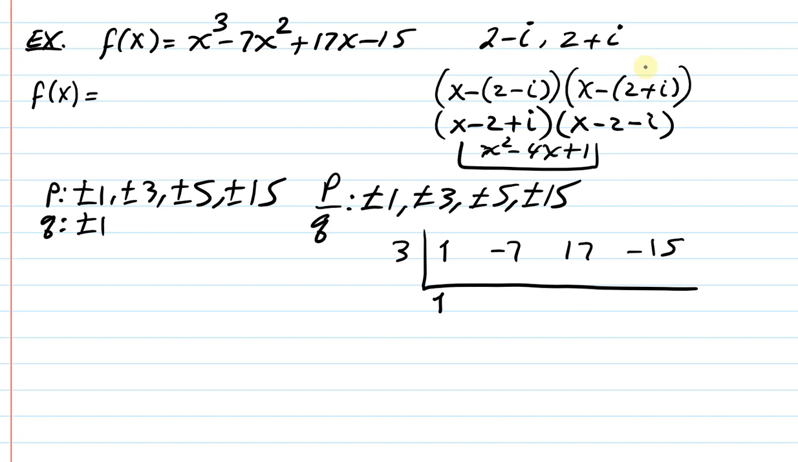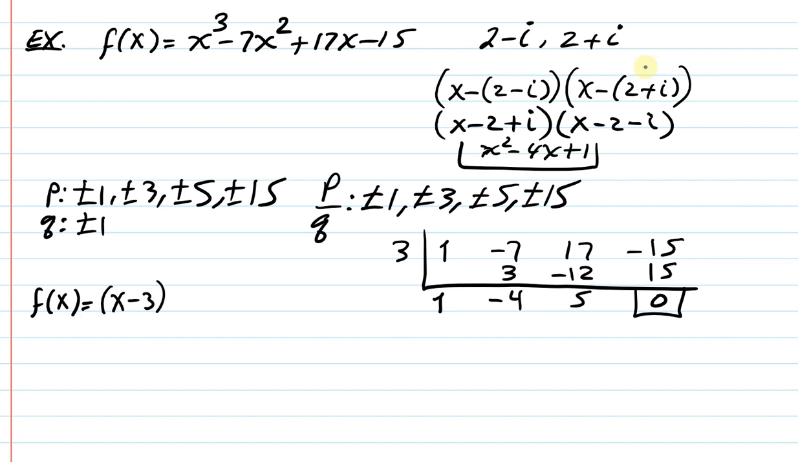Bring the 1 down. 3 times 1, 3. Subtract. Multiply, add, and there you go. No remainder. So 3 is a 0. Therefore, I can write my function. I can write f of x as a linear factor, x minus 3 times x squared minus 4x plus 1. And notice this should be the same thing here. Let me make sure I did this correctly.